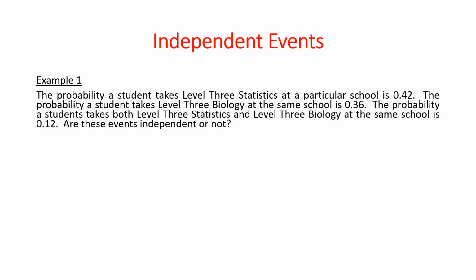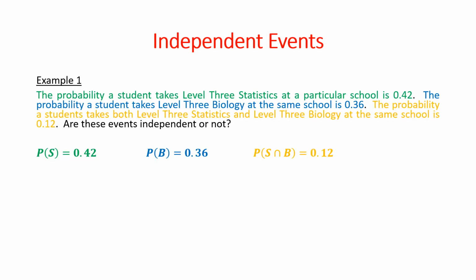All right, straight into example 1. The probability a student takes level 3 statistics at a particular school is 0.42. The probability a student takes level 3 biology at the same school is 0.36. And the probability a student takes both of them at the same school is 0.12. Are these events independent or not? So the probability of statistics is 0.42, the probability of biology is 0.36, and the probability of S intersect B is 0.12.